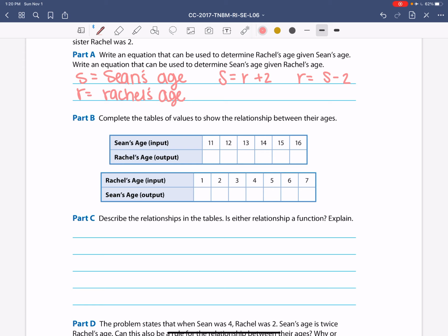So if we have Sean's age to Rachel's age, if Sean's age is the input, then we're here. So R equals S minus 2, which means that if we have Rachel's age as an input, we'd have S equals R plus 2. So to find Rachel's age given Sean's age, we'll just plug it in and I'll show you how one of them looks. So Rachel's age would equal Sean's age, so we'll start with the first one, minus 2. And so then that means Rachel's age would be 9. And you'll continue on with that.